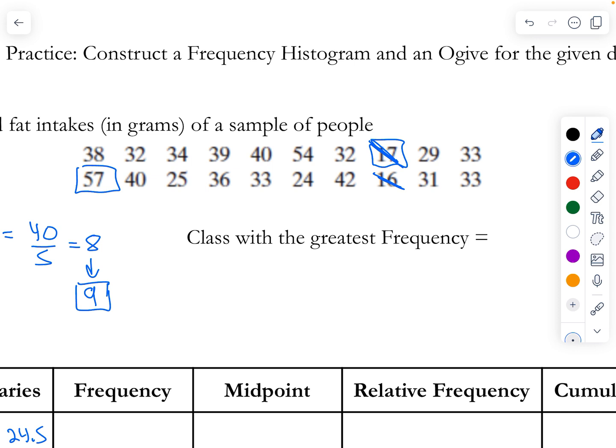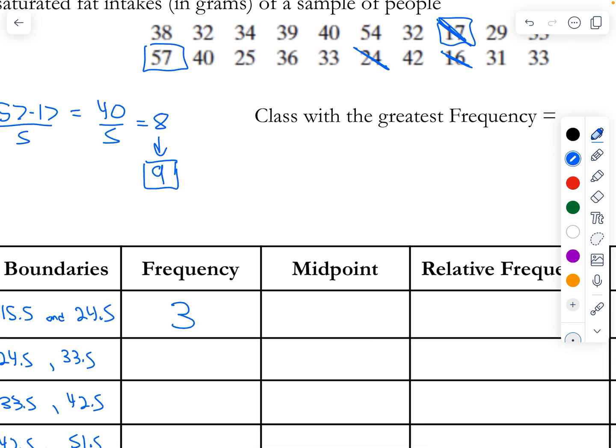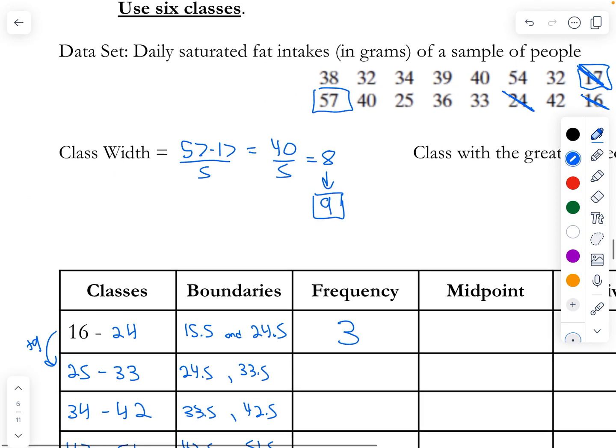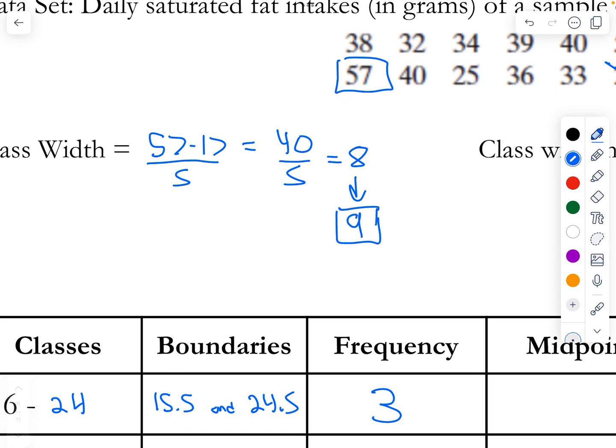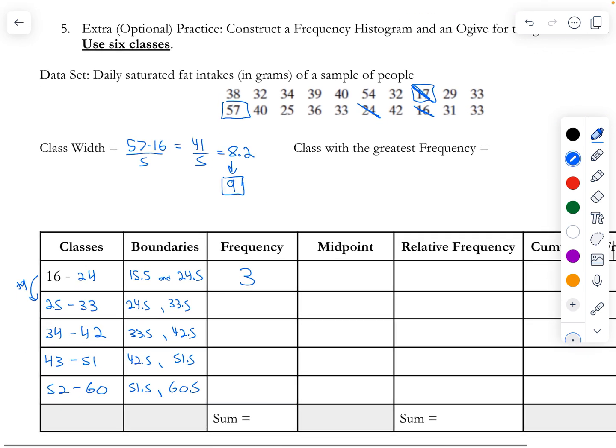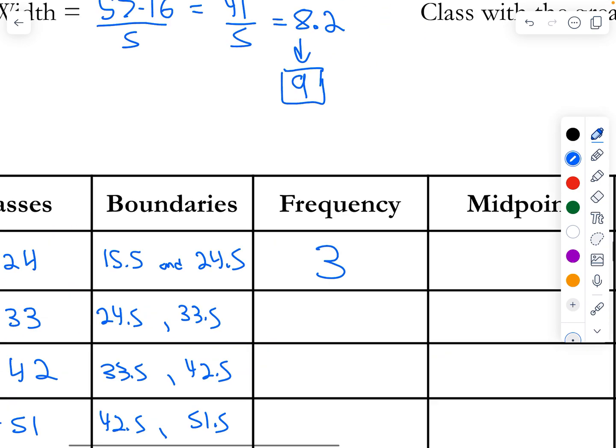So a small mistake I've discovered. And then there's 3 with 24. Okay, so I'm going to put a 3 here. Small mistake, I didn't see that 16 was actually the minimum data value. Lucky for me, that's not going to change my answer for the class width. If I switch this to a 16, that gets switched to a 41, and then I get 0.2. I still have to round up to 9. So, I'm okay.